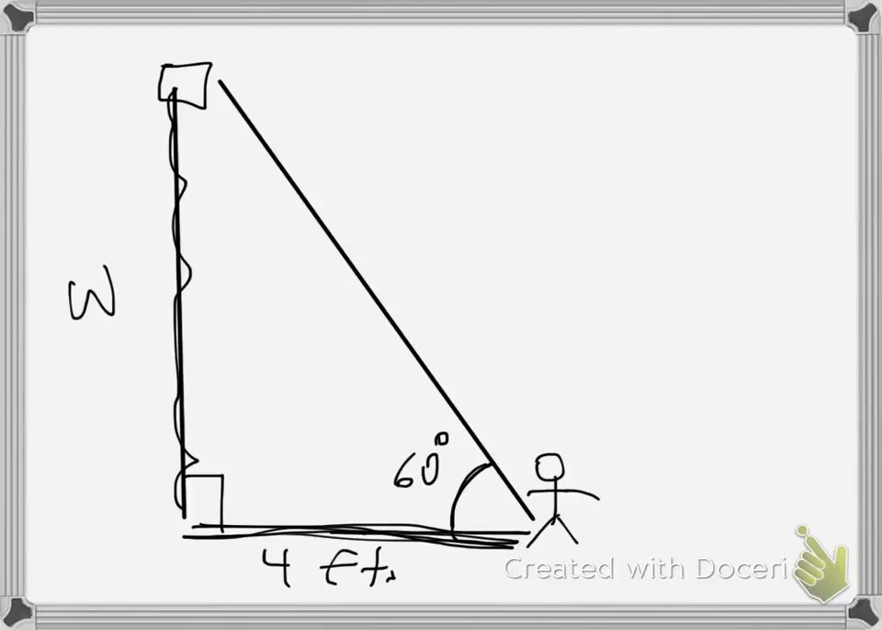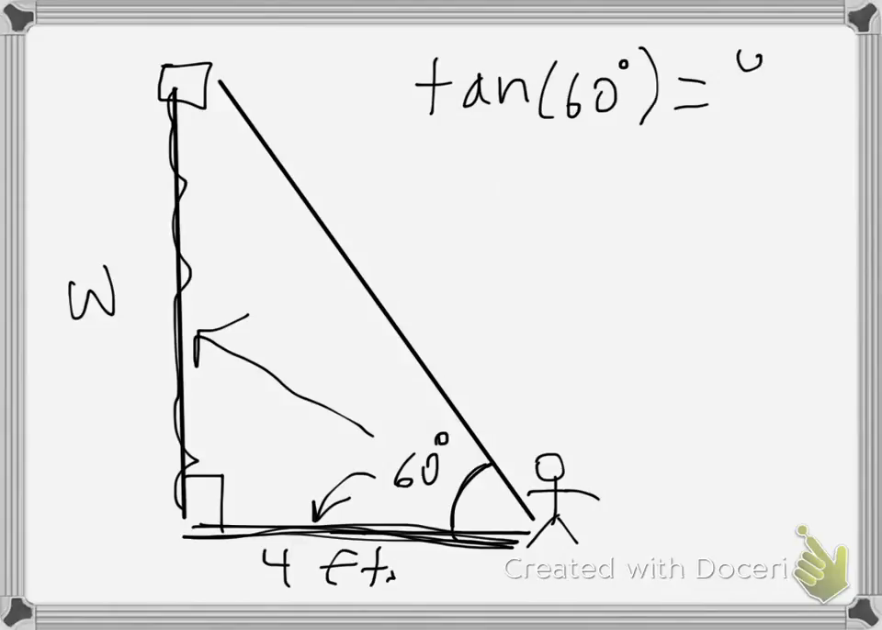So, what can we use to find W? Well, we know the adjacent side to this angle, which is 4 feet, and we're trying to find the opposite side. So what trig function involves opposite and adjacent? Well, tangent does. So we can say that the tangent of 60 degrees equals W over 4. Because W is the opposite side, 4 is the adjacent side.